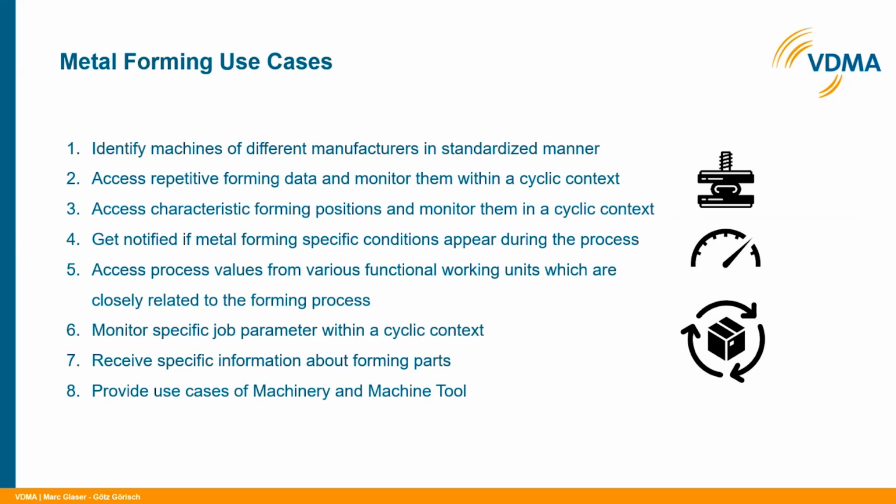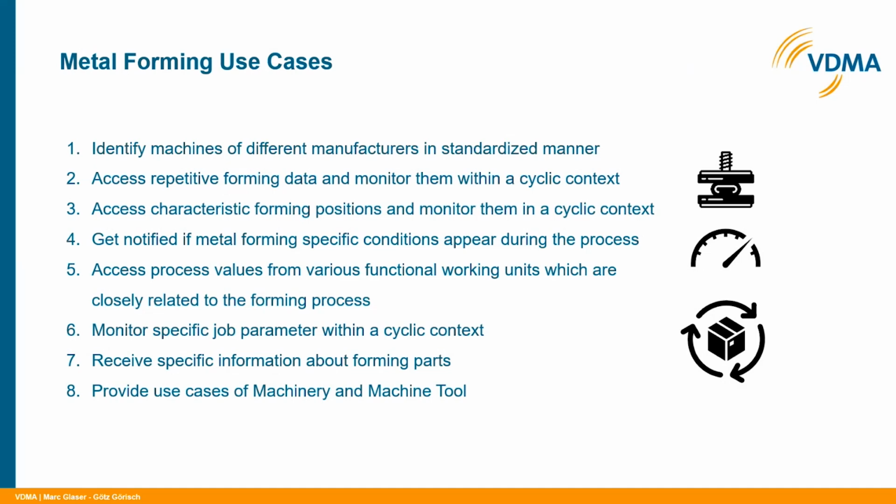Additionally, the specification makes use of the process value, which is defined as a building block in the machinery series, and extends that to specific requirements of the forming process, specifically the cyclic context, that in every cycle of a metal forming press or forging process, we get consistent data. And for sure, also specific use cases around what are the parts in the forming state, in the different stages of a tool Mark just told you. And last but not least, all the inherited use cases of the machinery and machine tool.